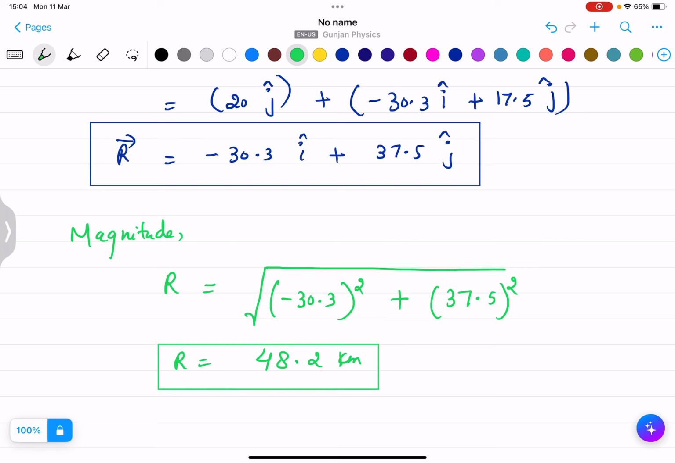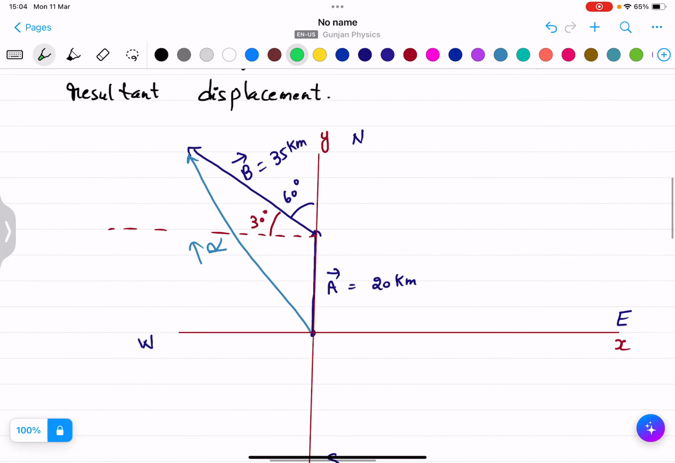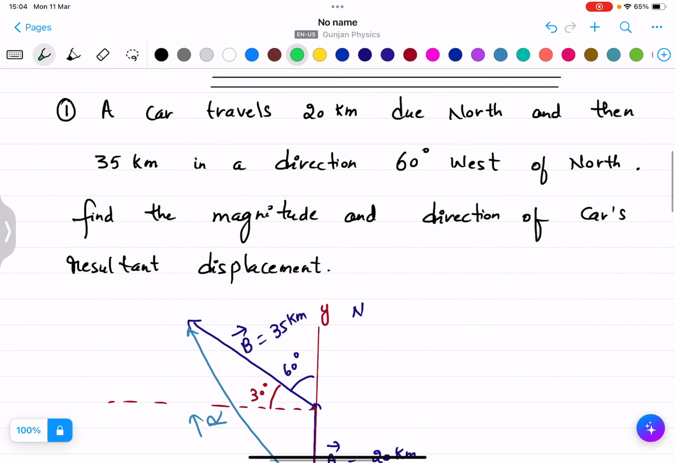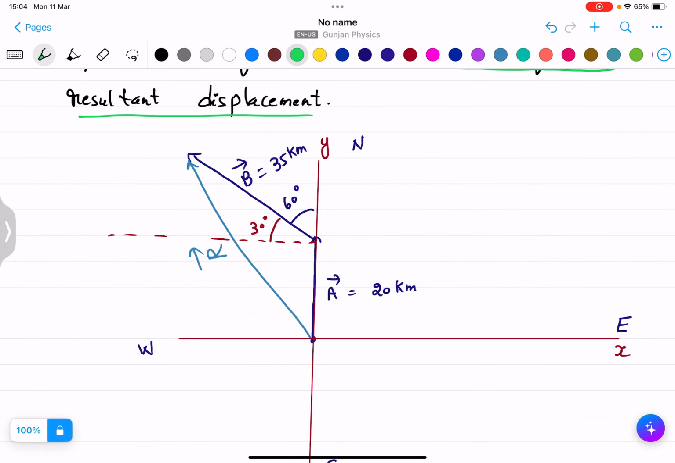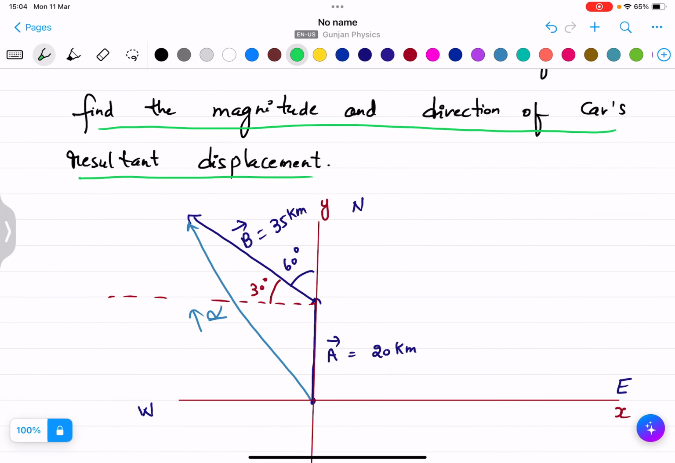Now come to this part, which is very important. They have asked: find the magnitude and direction of the car's resultant displacement. That means my resultant displacement is the R vector, and I need to find out this angle. This angle is beta.